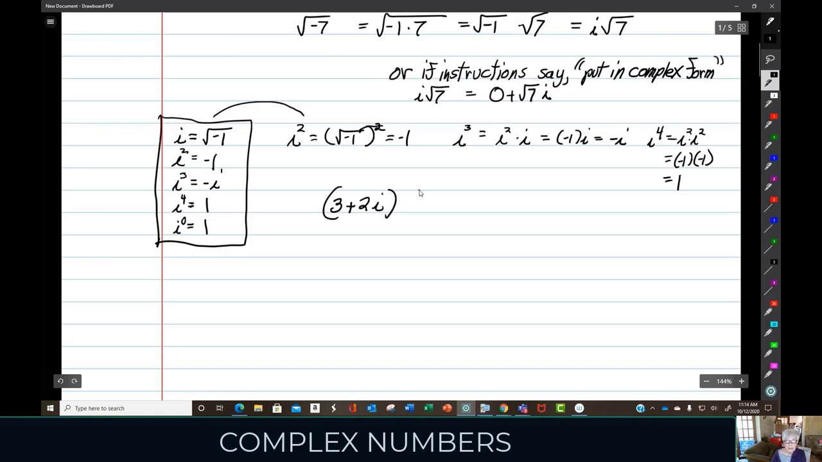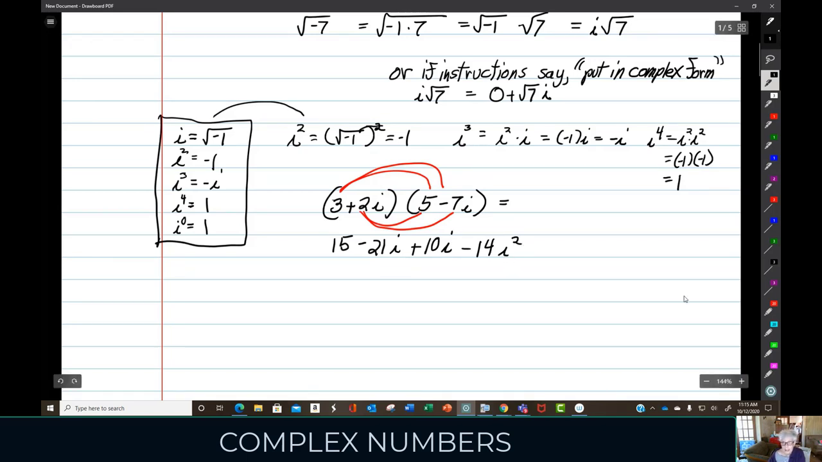3 plus 2i times 5 minus 7i. The 3 will multiply the 5, and the 3 will multiply the negative 7i, and the plus 2i will multiply the 5, and the plus 2i will multiply the negative 7i. So what you get from this is 15 minus 21i plus 10i minus 14i squared.